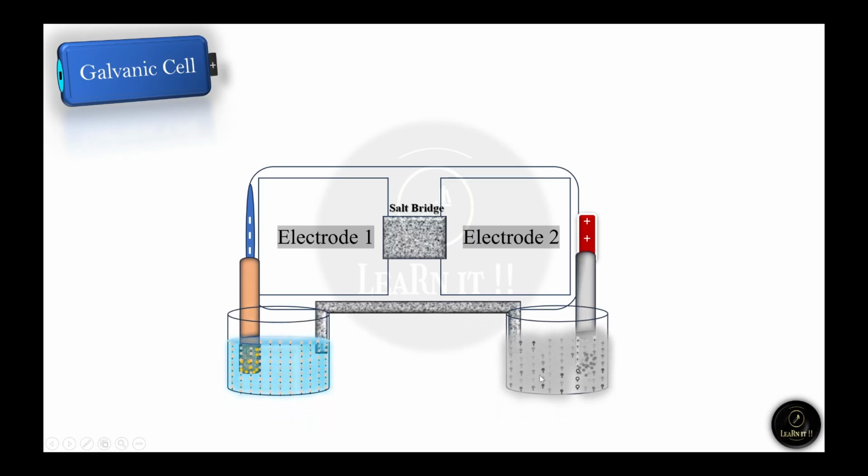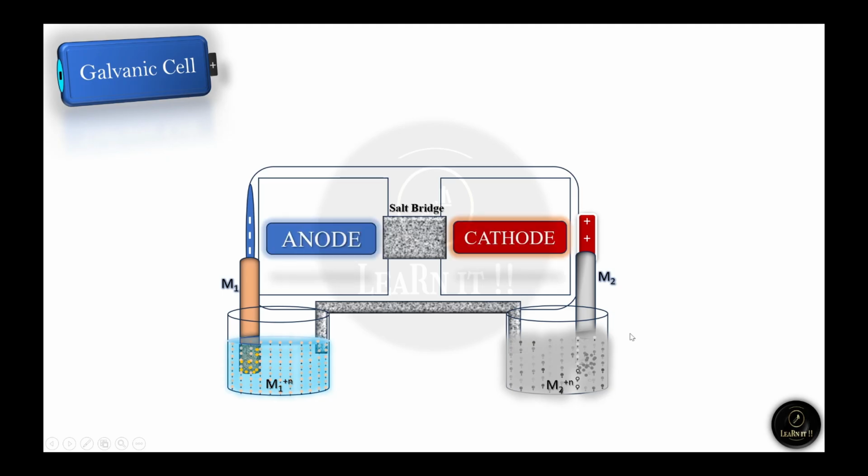which can be represented by two vessels in which two different metals are in contact with their own electrolytes. Here the left hand side has one metal and the right hand side has a different metal. The left hand side is the anode and the right hand side is the cathode. It is the anode because it has the negative charge.